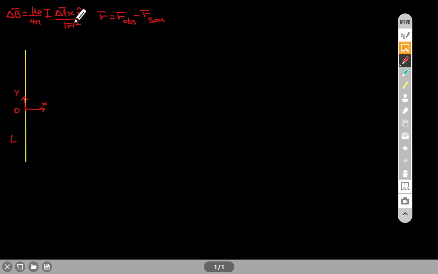And I want to remind you, in this expression, the vector r is r observation minus r source, the position vector of the observation location minus the position vector of the source location.